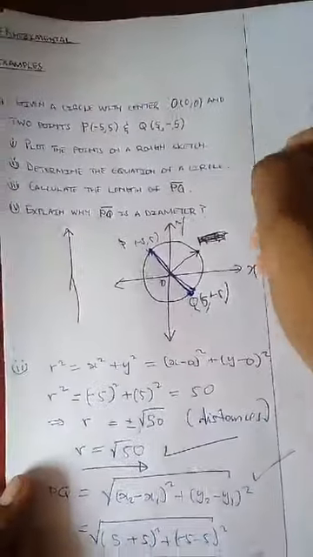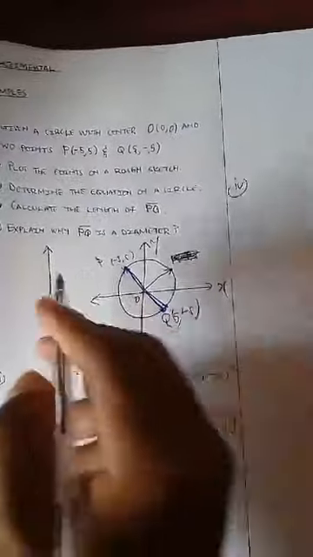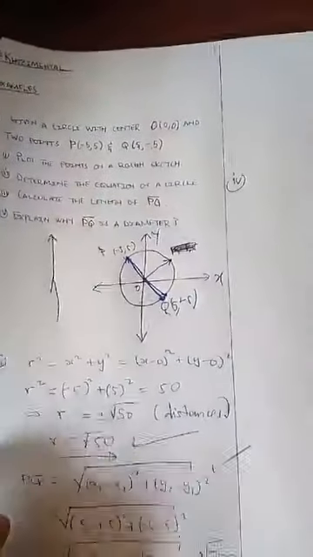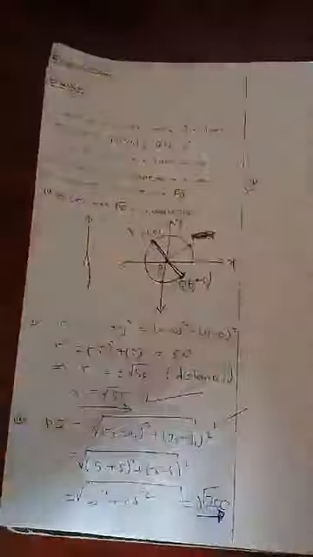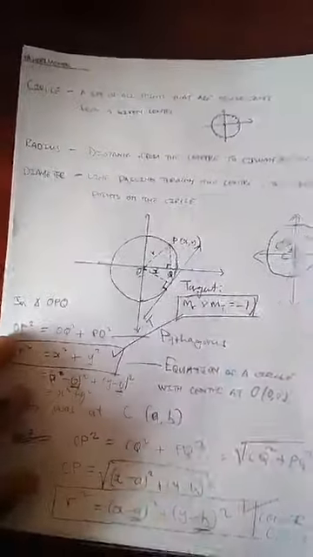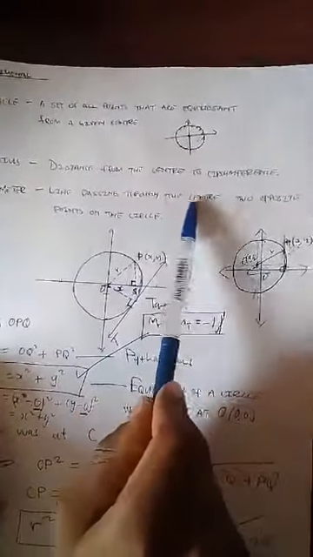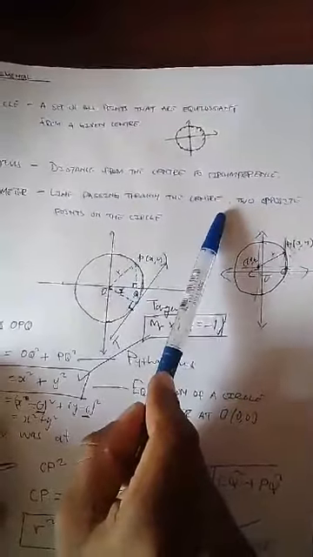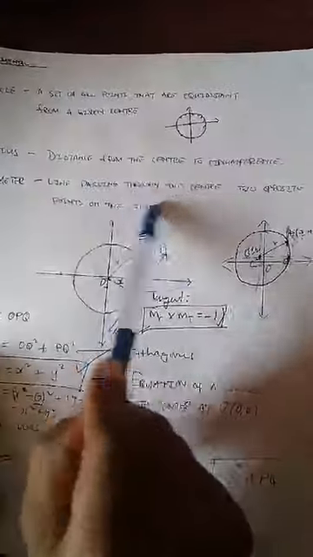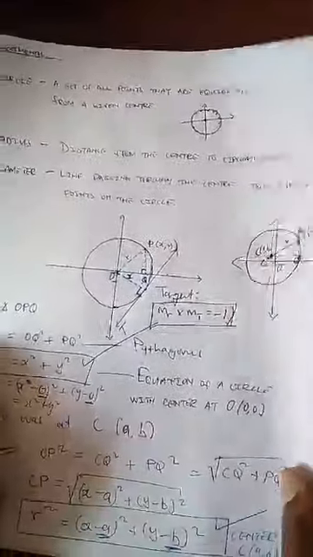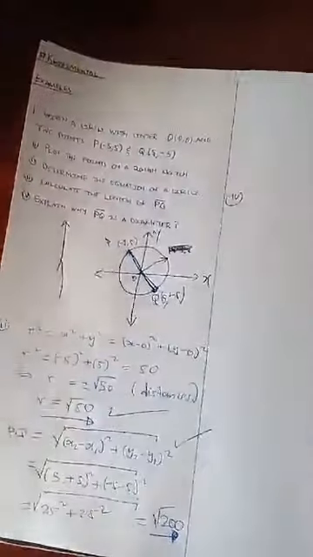So 4, what does 4 say? 4 says, explain why PQ is a diameter. Why PQ is a diameter. So, now you will understand why I gave you these definitions. A diameter is a line passing through the center which has 2 opposite points on the circle. So let's look at what we have. So 2 conditions.